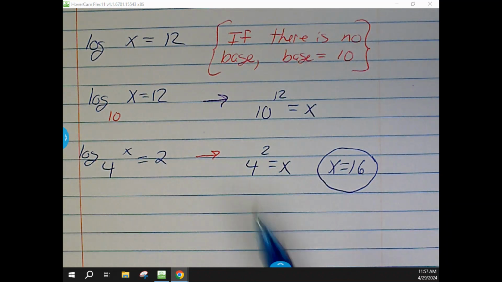Now, obviously, on this one, you could write a 1 and 12 zeros behind it, but nobody wants to do that. I mean, there's no fun in doing that one. So that would be it. Okay, so there you go.